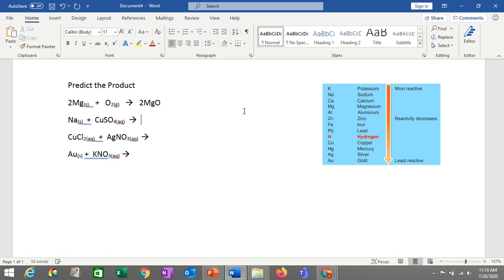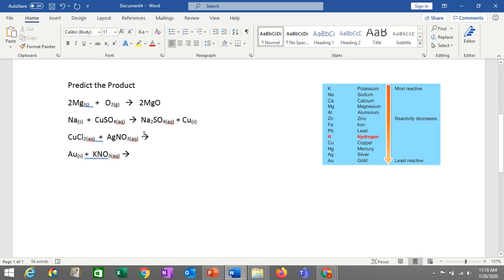So sodium is going to go with the sulfate. And sulfate, remember, has a charge of -2. So that 2 will go with the sodium. Sodium has a charge of +1, so the 1 will go with the sulfate, but we don't show the 1, so that's it. And then we get copper metal by itself. Okay, so if you like, this one will be aqueous, and this one will be solid.